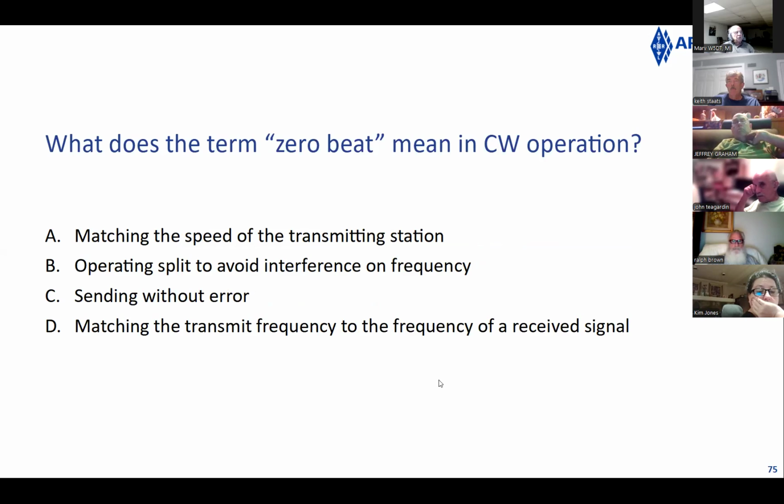What does the term zero beat mean in CW operation? A, matching the speed of the transmitting station. B, operating split to avoid interference on frequency. C, sending without error. D, matching the transmit frequency to the frequency of a received signal. D, Delta.